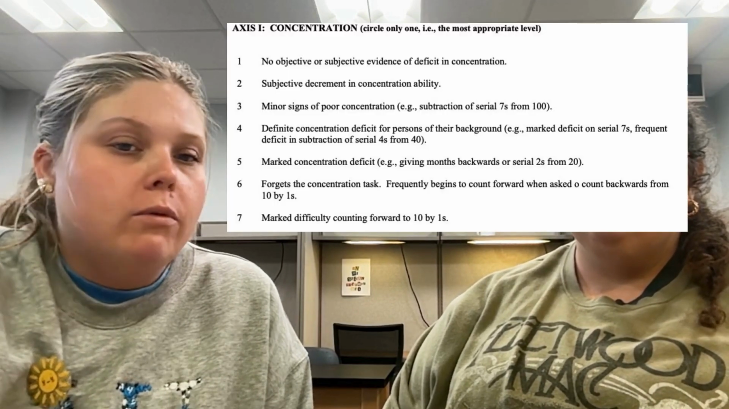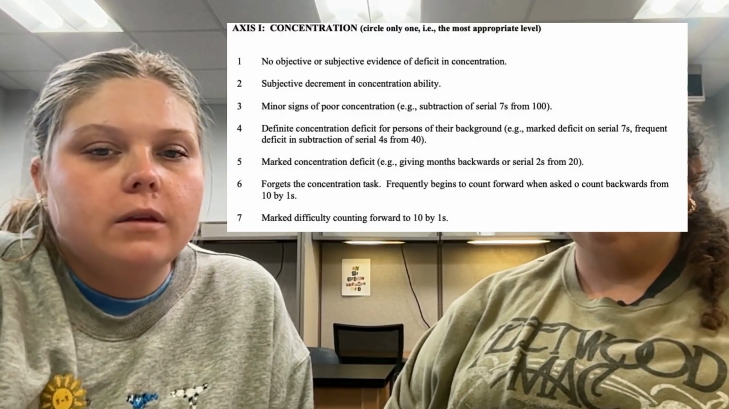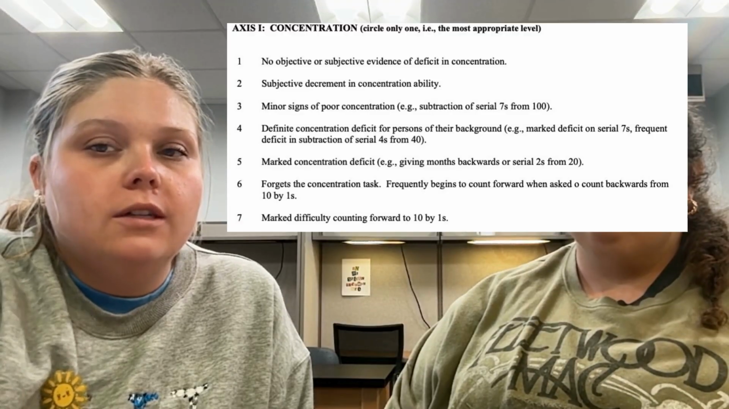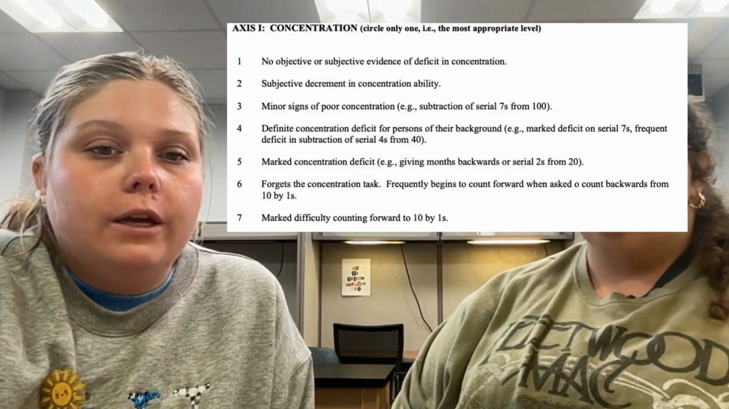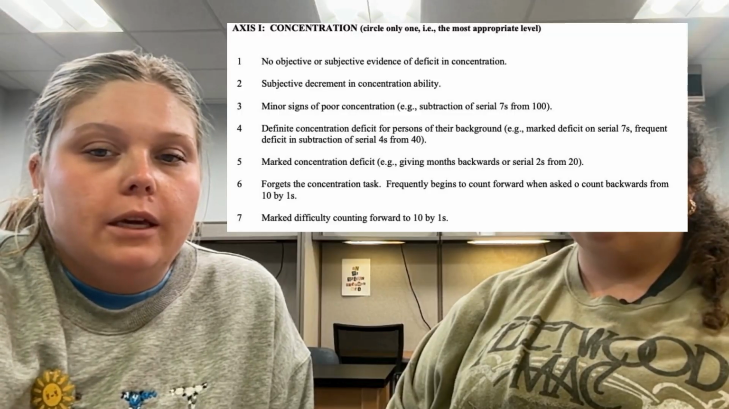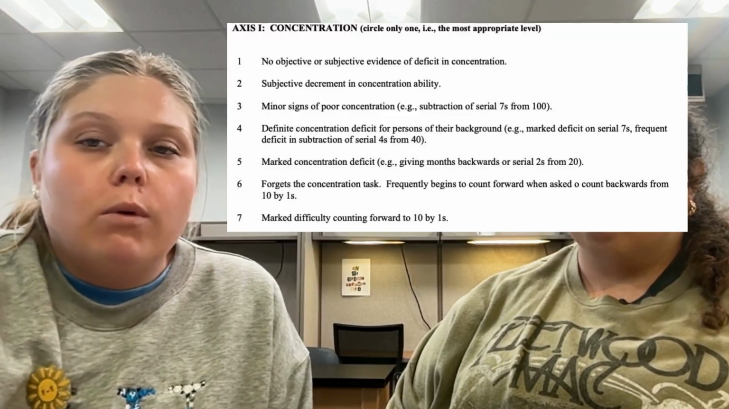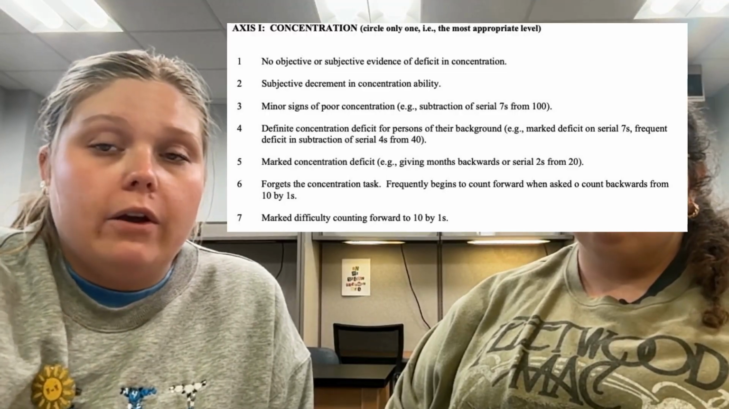So I would give that a score of 1. The scores for each axis range from 1 to 7, 1 being no deficit at all, and 7 being severe difficulty. So that one would be a 1. She didn't have any difficulty. Some examples of difficulty with that axis: level 3 would be trouble with serial sevens, level 6 would be the patient counting forward instead of backward, and level 7 is difficulty even counting forward to 10.